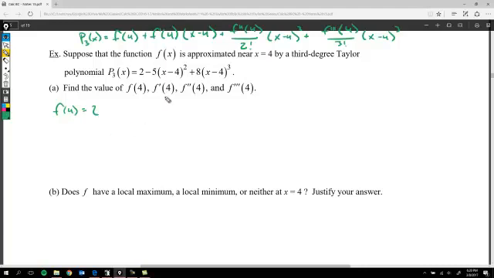F prime of 4, well, I don't have anything to the first power here, so it looks like f prime of 4 is 0, because that term just totally went away, so that has to be 0. Now, f double prime of 4 divided by 2 is equal to negative 5, so I'm just trying to solve for f double prime of 4, so that's going to be negative 10.